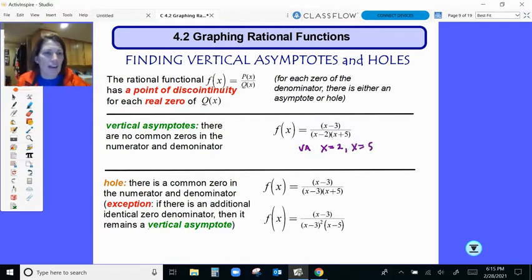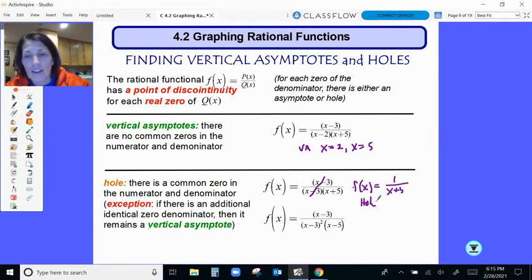Down here, there's a hole if there is a common zero in the numerator and denominator. So right here, we're going to have a hole. This is then going to be 1 over x plus 5. So in this case, we're going to have a hole at x equals 3, and we're going to have a vertical asymptote at x equals negative 5.